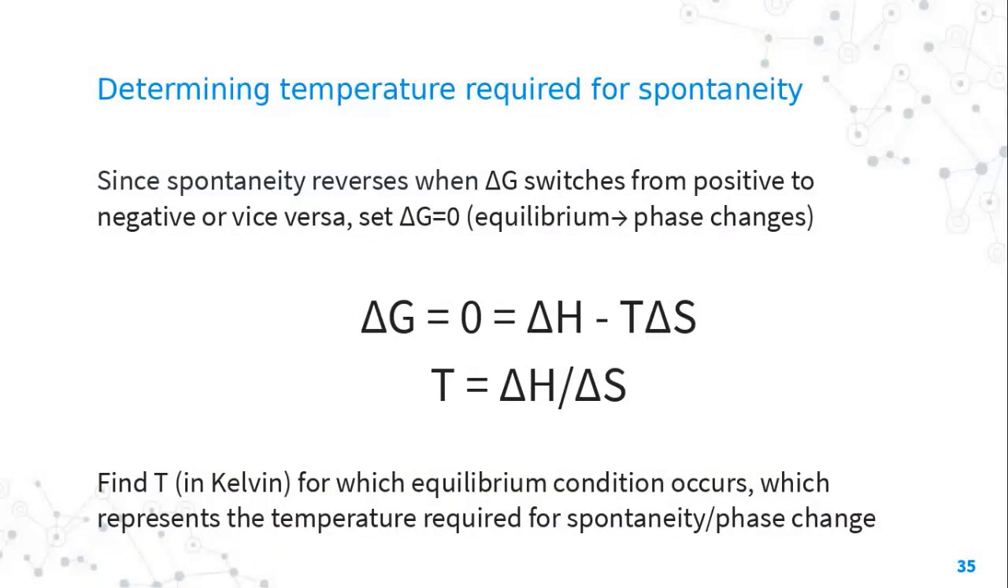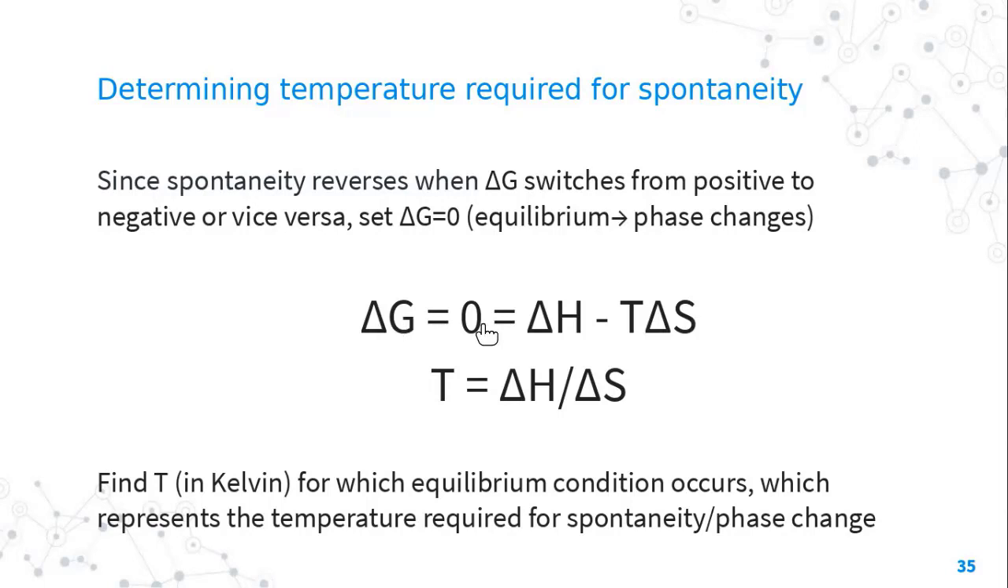So moving on, determining temperature required for spontaneity. I think that's been talked about a little bit in the chat. Since spontaneity reverses when delta G switches from positive to negative or vice versa, if you set your delta G equal to 0, that can tell you the temperature required for spontaneity. And so if we had it negative and we're like, well, how hot can I get it before it starts not working on its own?